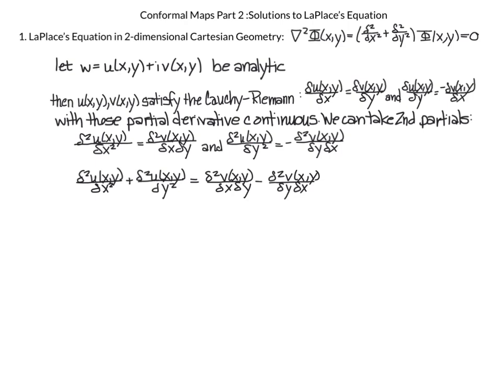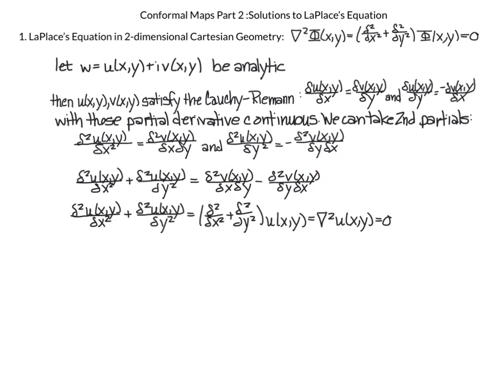I'm going to add these two u's together on the left-hand side of the equation, and on the right-hand side of the equation, I'm going to add the two v's together. This over here is just the second-order partial derivative of u with respect to x, second-order partial derivative with respect to y. In other words, it's just this over here. So I'm going to rewrite that as my del squared u of xy. And this is equal to 0. Now, why is that?